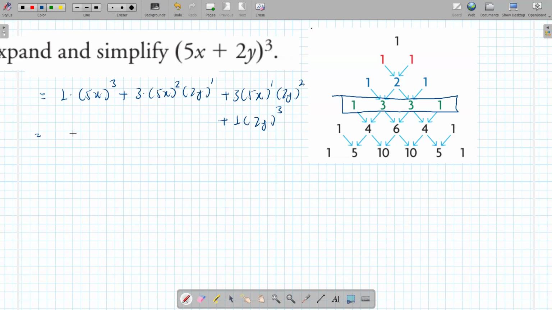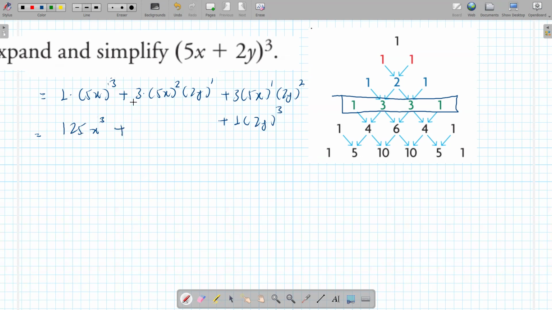What's 5x cubed expanded? It's 125x. 125x to the power of what? 3. So there you go, that's your first term. Now look at the second term.